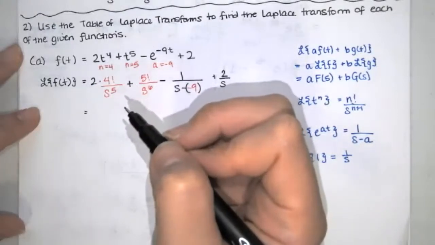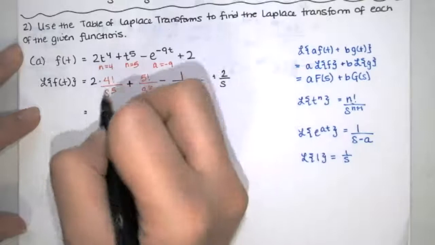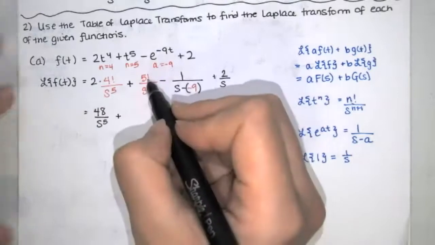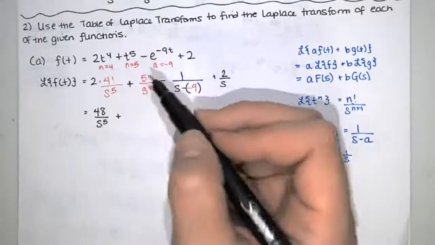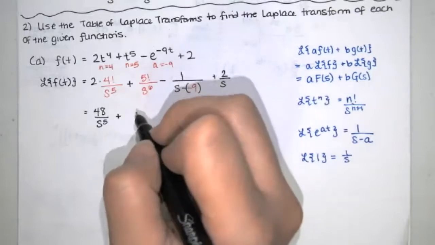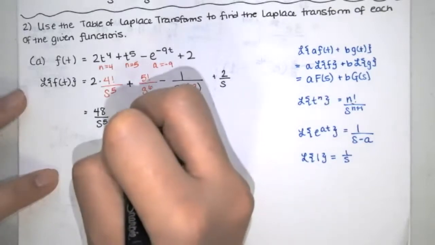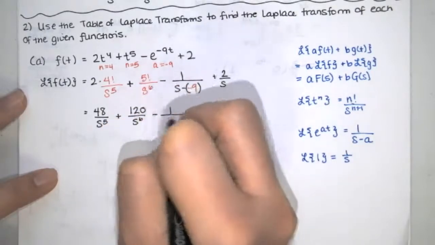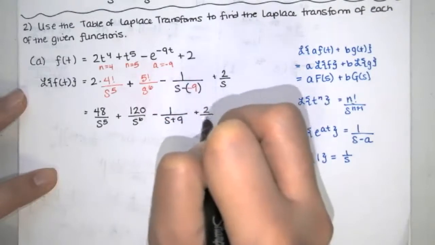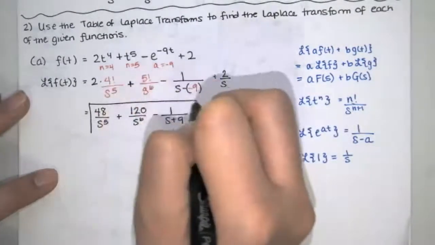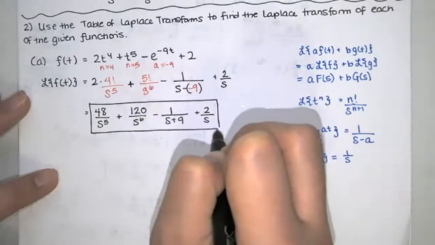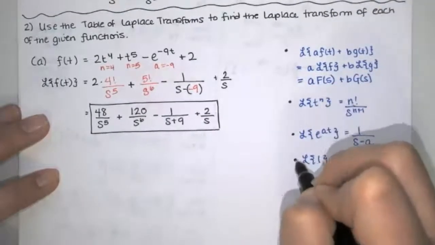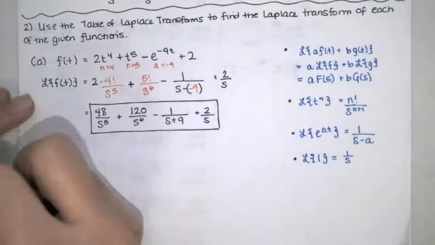4 factorial is 4 times 3 times 2, so that's 24. 24 times 2 is 48. And then over here, we're going to have 24, that's 4 factorial, times 5. So what is that? 120. And of course, subtracting a -9 is the same as adding 9. We have that there. It's nice and easy, just straightforward application of these rules. Got 1 here, 2 here, 3 here, and then 4 here. Okay, now let's look at our next one.